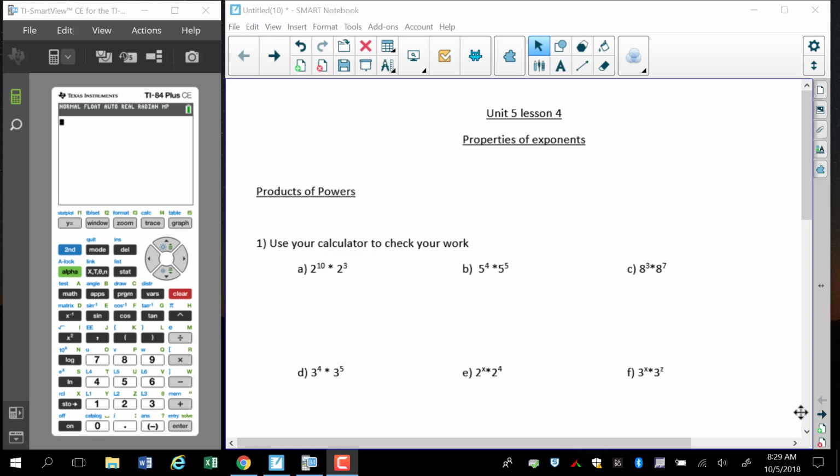All right, this is lesson 4. We're dealing with properties of exponents. And what properties we're talking about, I'm going to actually show you with the calculator. So make sure you have a calculator. If you don't have one, just pause the video right now and go grab one. So use the calculator to check your work.